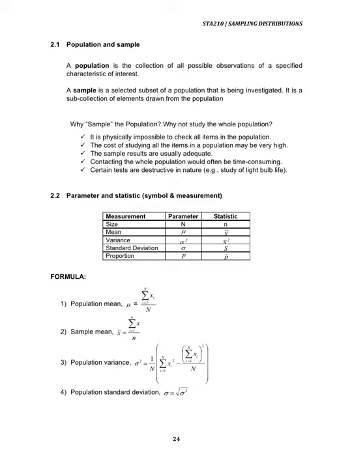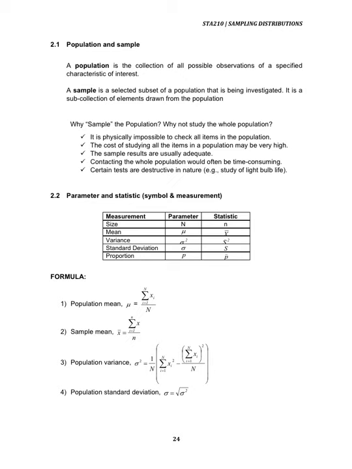Okay, so we will continue to chapter 2, which we call sampling distribution. Before we go further into this topic, let's recap the definition of population and sample. A population is the collection of all possible observations of a specified characteristic of interest, whereas a sample is a selected subset of a population that is being investigated. It is a sub-collection of elements drawn from the population.